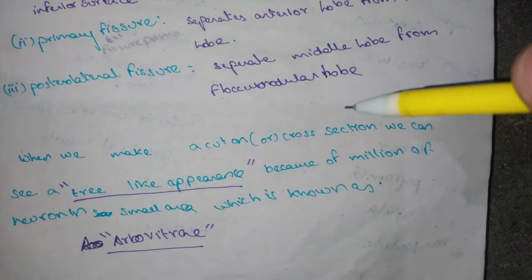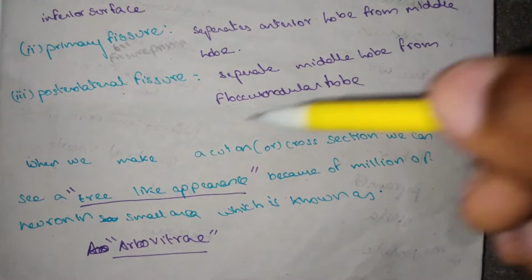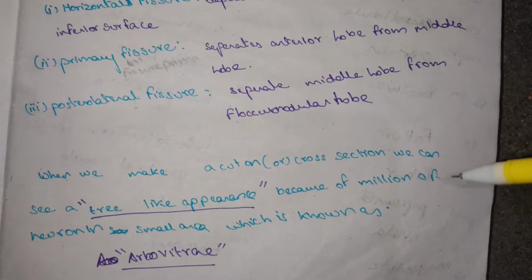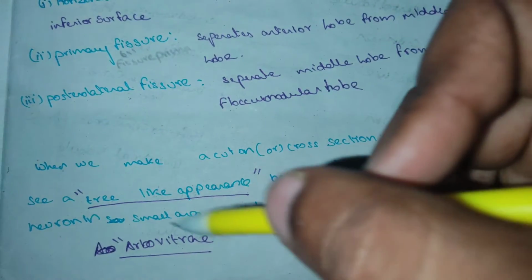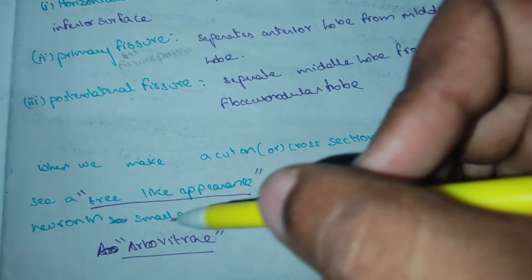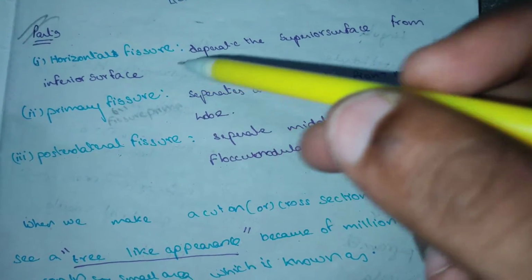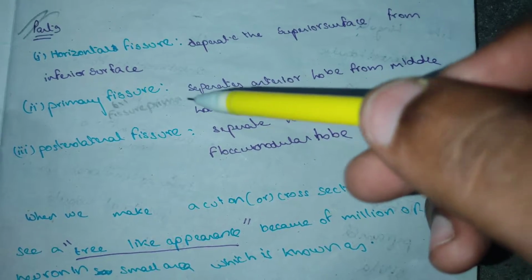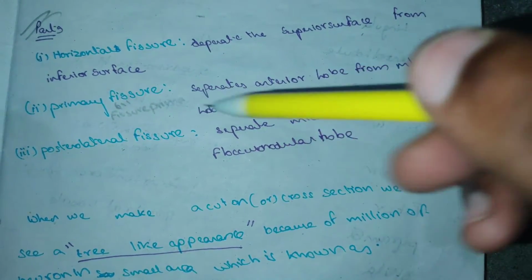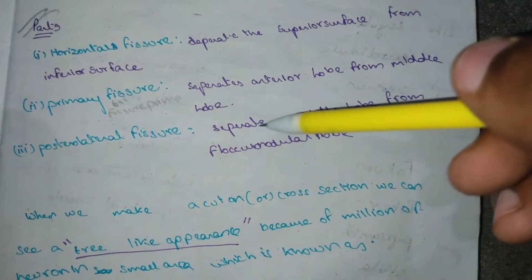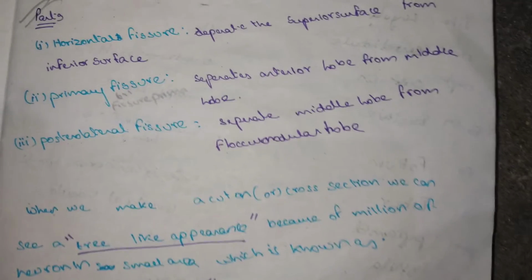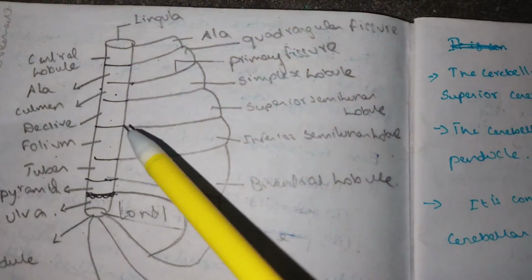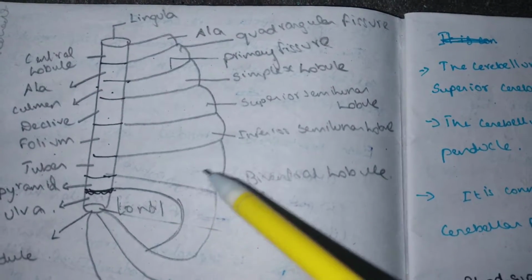When we make a cross section, we can see a tree-like appearance because of the millions of neurons in the cerebellum. This tree-like appearance is known as arbor vitae, which is important in the cerebellum. The horizontal fissure separates the superior and inferior surfaces, the primary fissure separates the anterior and middle lobes, and the posterolateral fissure separates the middle and flocculonodular lobes. These are the parts of the vermis.